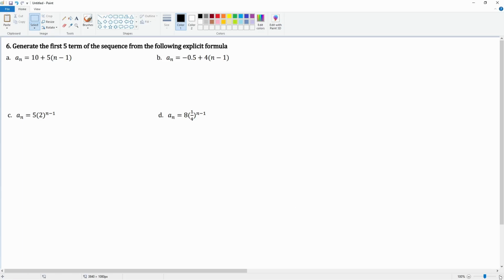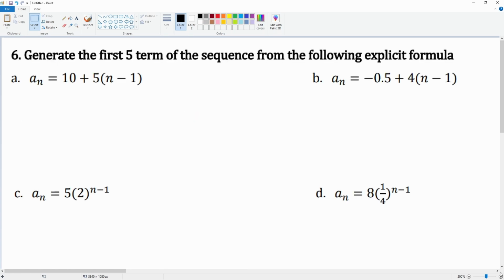We have number 6 here. You're going to generate the first 5 terms of the sequence from the following explicit formula. So the first one, we should probably just translate it into if it's arithmetic or geometric. So this one is an is equal to a1 plus the common difference, parentheses n minus 1. Remember, they're always putting the common difference in front of n minus 1. So it looks like a1 is equal to 10 with a common difference of 5.